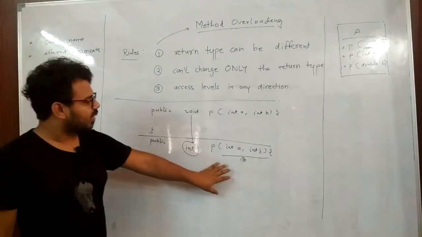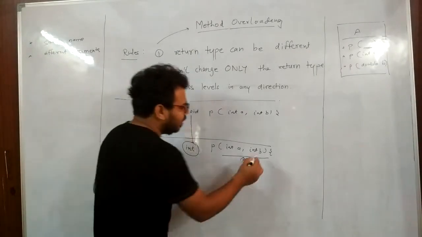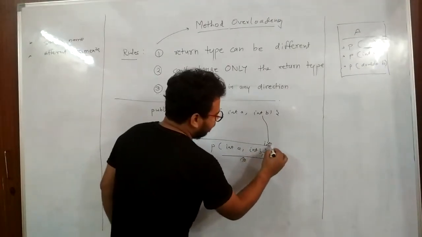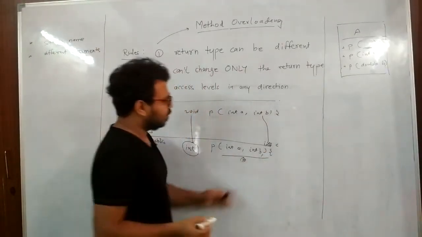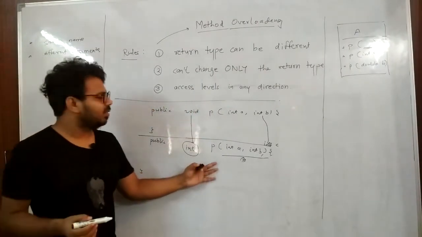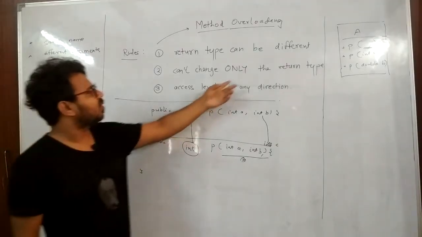So think of it as overload. It is not a proper overload. We must have a different number of arguments. That is, it can have more arguments. Suppose the number of arguments in this is C, then we can say it is a proper overload. So the rule number 2, that is, we can't change only the return type.